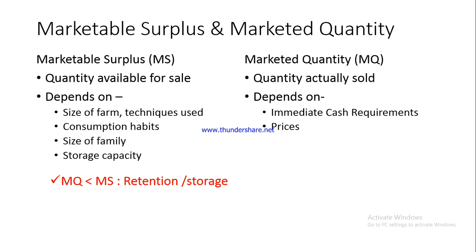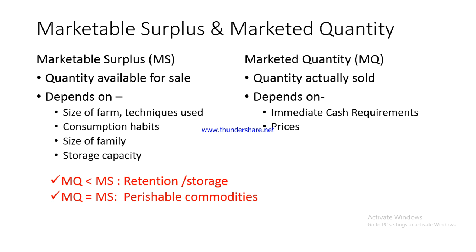This is happening because the farmer has decided to retain some of the product for his own family's consumption. He stored some of the product, so he is not selling whatever surplus he had. He is only selling a portion of that. So the marketed quantity is less than MS. In many cases, MQ is equal to MS. These are generally perishable commodities, because they would soon rot, they would soon spoil.